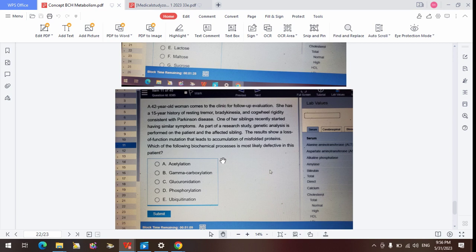Do you remember any condition that contains misfolded protein? Any condition that we've talked about associated with misfolded protein? Misfolded proteins. There's something like anticipation here. What condition is that? Is it Friedreich ataxia? No, there's no misfolded protein in Friedreich ataxia.